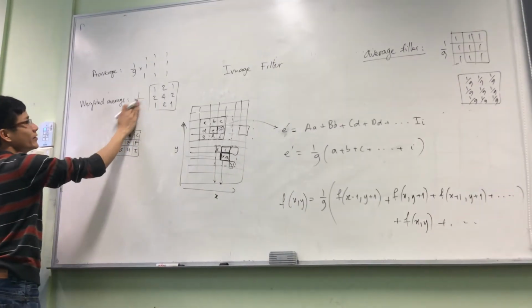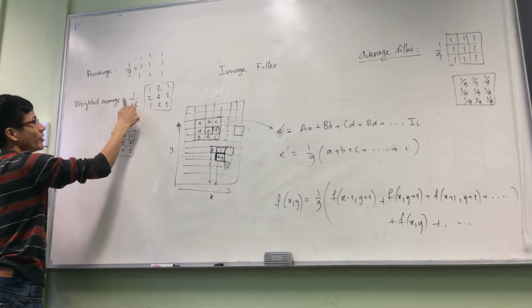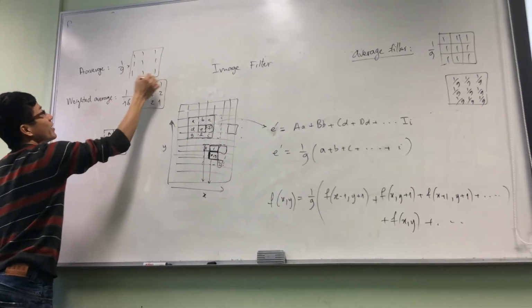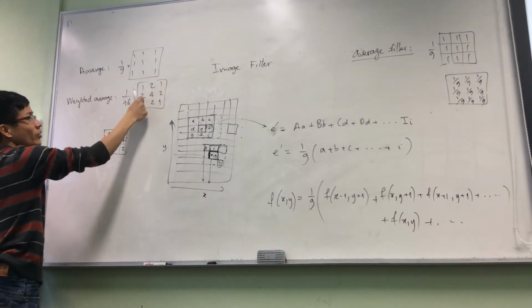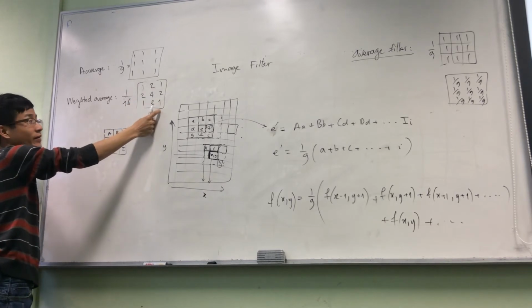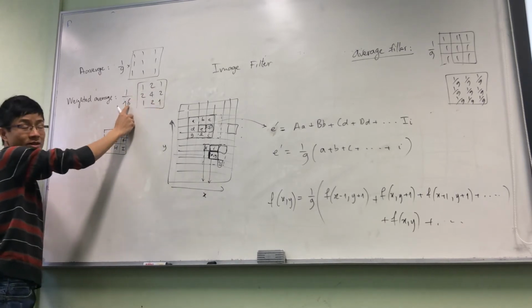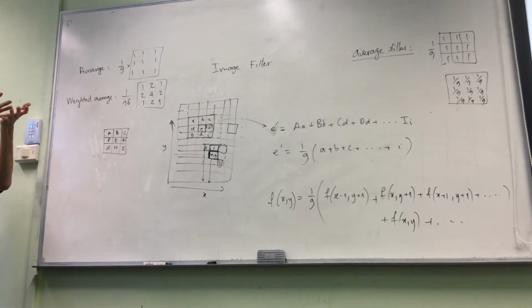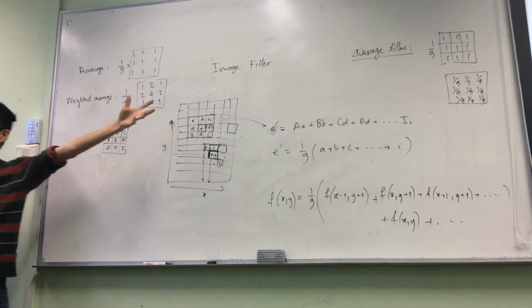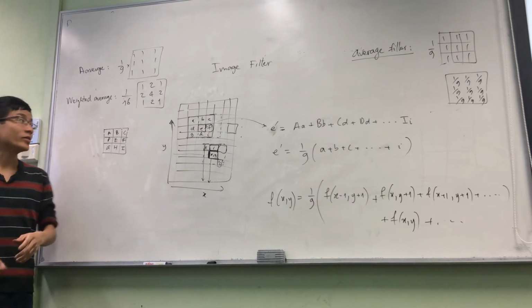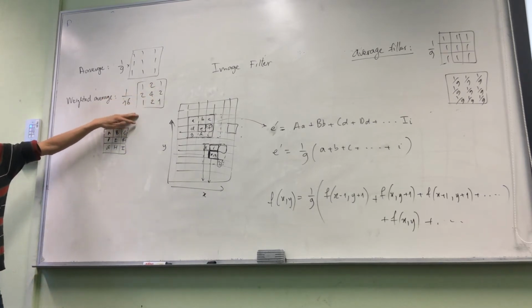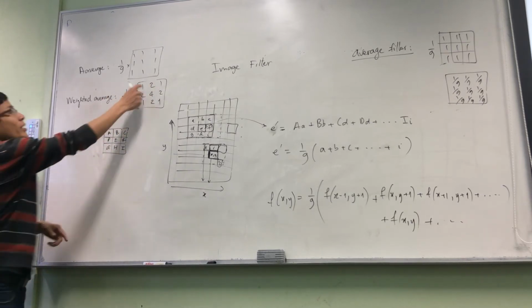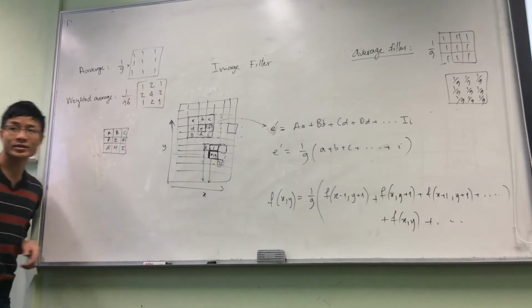You know why it is 16 over here? Because 16 is the sum of all the things in here. If you add everything together, it will give you 16. Because we don't want to increase the intensity of the image, right? If you add 9 terms together, you should divide by 9. If you multiply this one by 2, you divide by 2. So the total intensity of the image will stay the same.